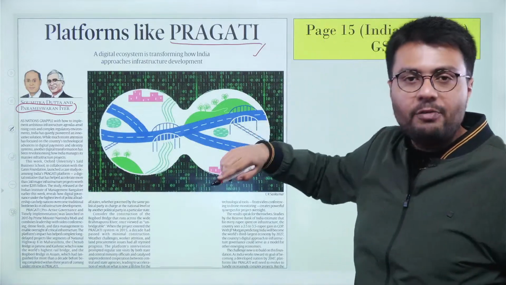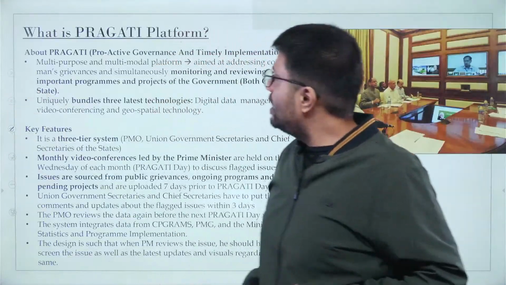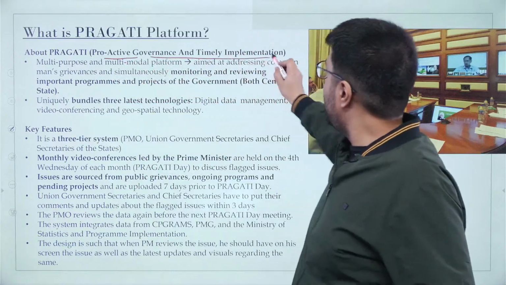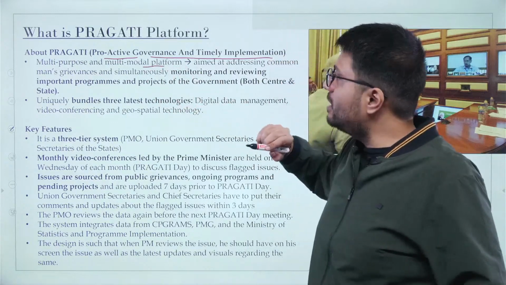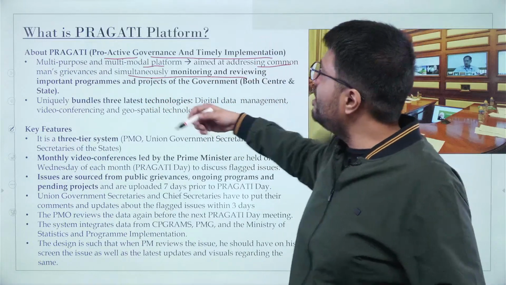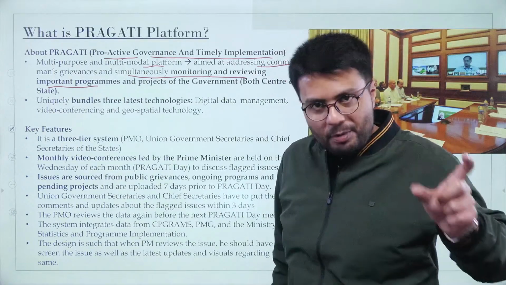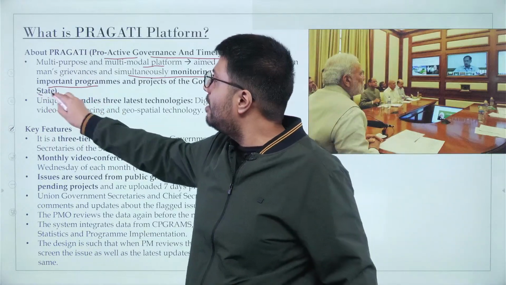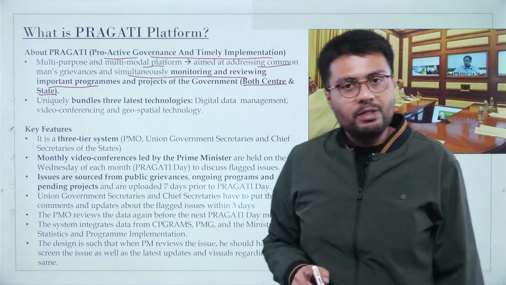What is this Pragati platform? We will look into it in this discussion. Now, this Pragati platform is an abbreviation for Proactive Governance and Timely Implementation. It is a multi-purpose and multi-modal platform which aims to address common man grievances and simultaneously monitor and review important infrastructural projects. Now, are just the union government projects monitored? No, rather governments both at central and state level and their projects are monitored by this platform, which is monitored by the PM himself.